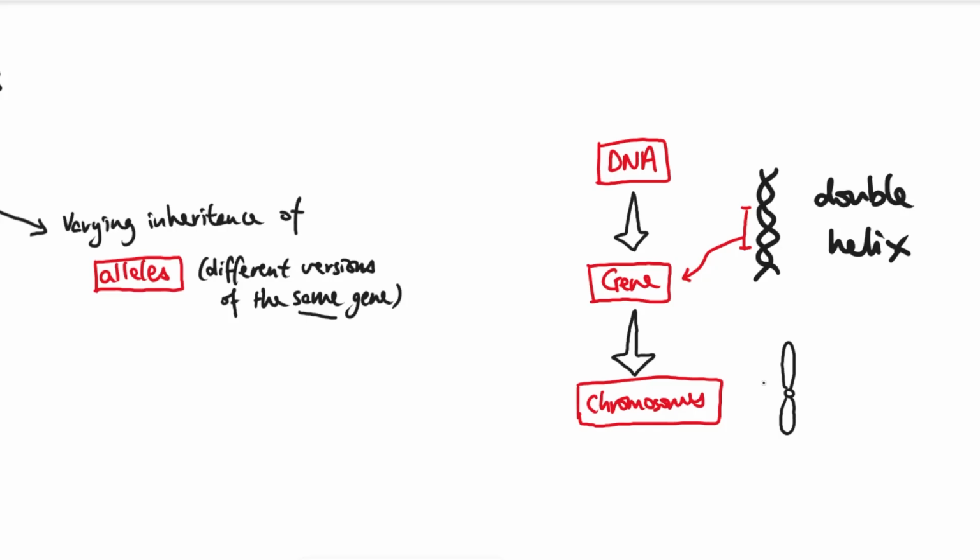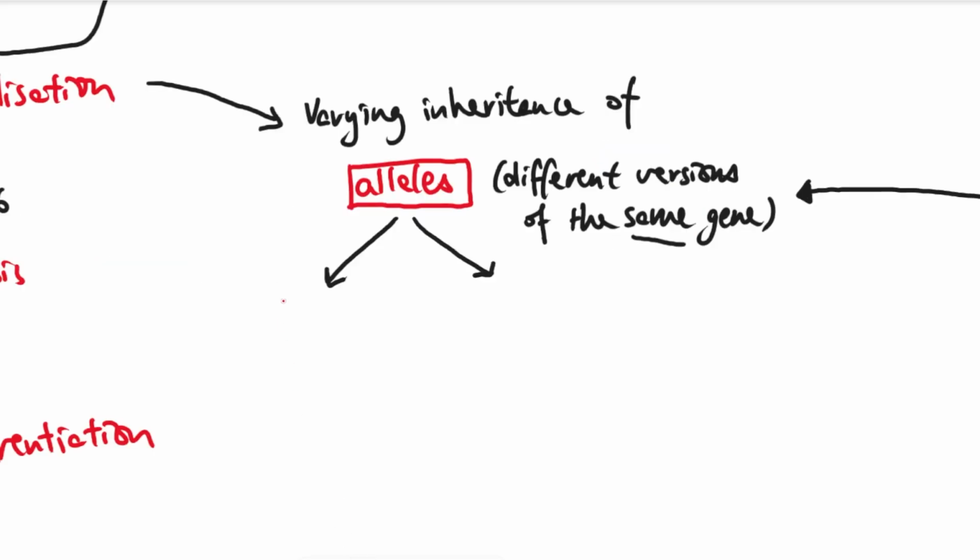So it's a structure that carries the genes and is made up of DNA found in the nucleus. What we are saying here is that essentially the allele is when we have one gene, but we can have different versions of it. Most genes could have two alleles. An allele can be dominant or it can be recessive.